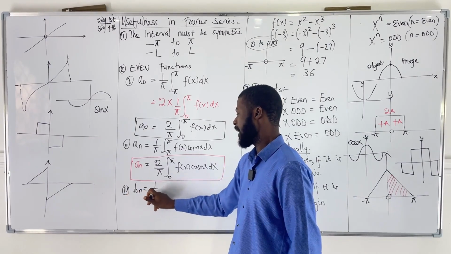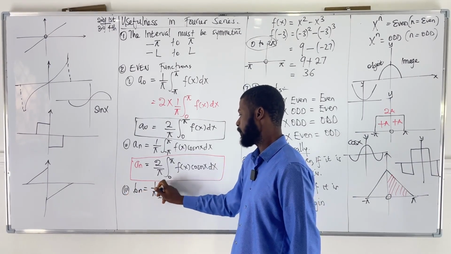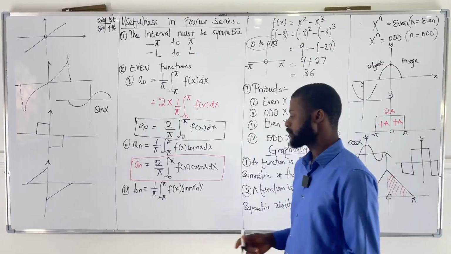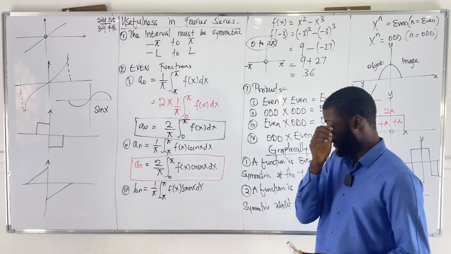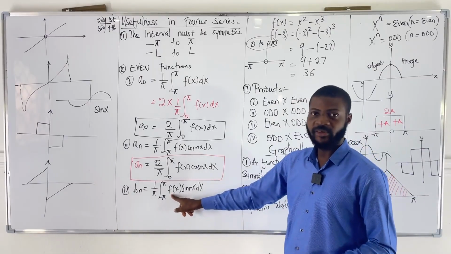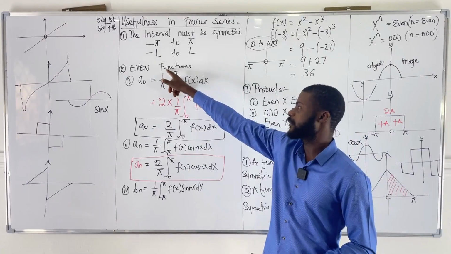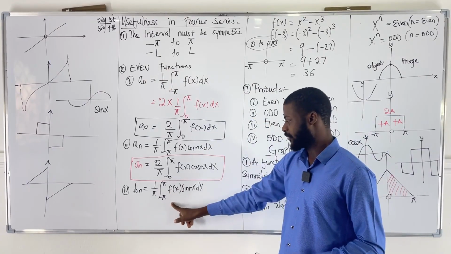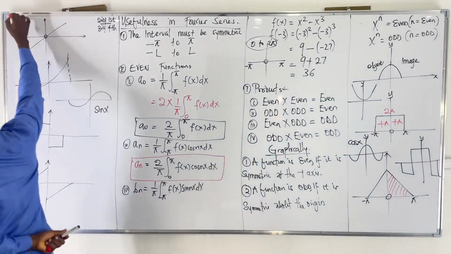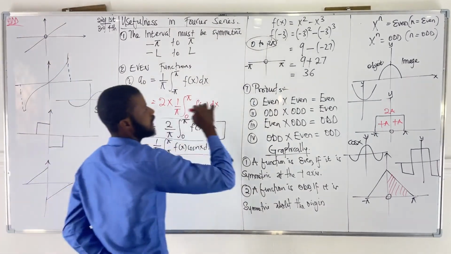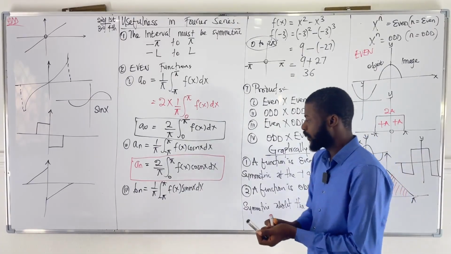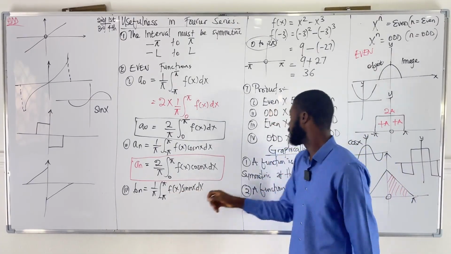So B sub n is 1 over pi integral from minus pi to pi of f of x sine nx dx. Now, if you look at this carefully, what would you notice? You will notice that we're dealing with even functions. If f of x is even, sine x is odd. Let me write this here. These are the odd graphs. These are the even graphs.